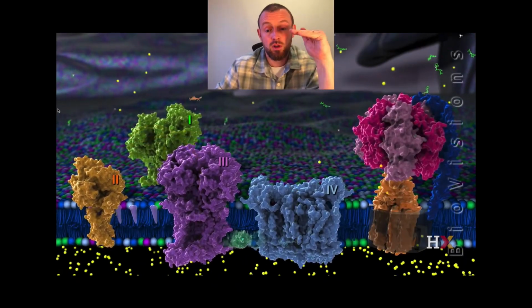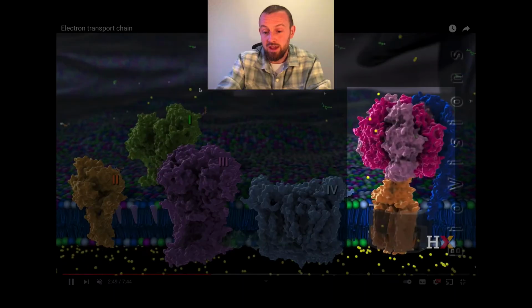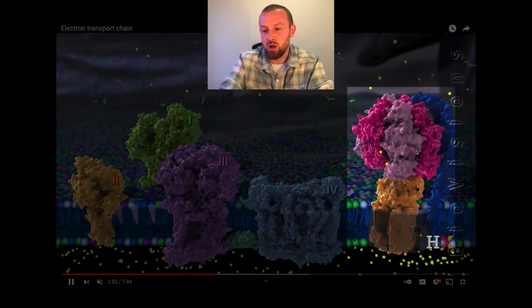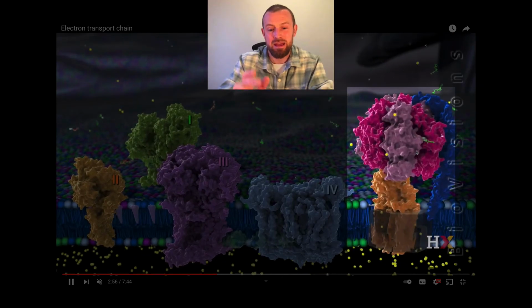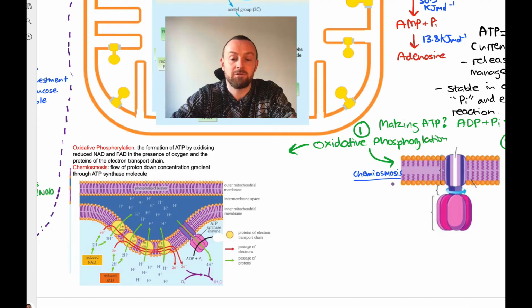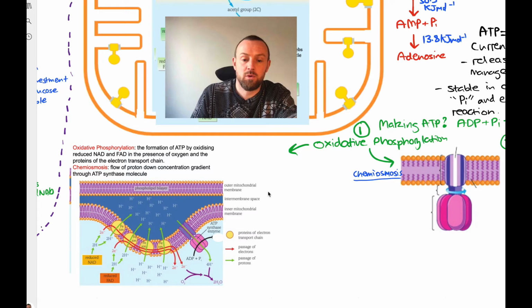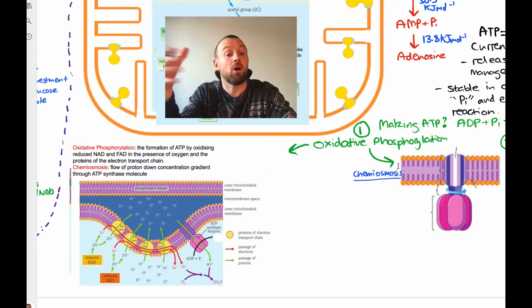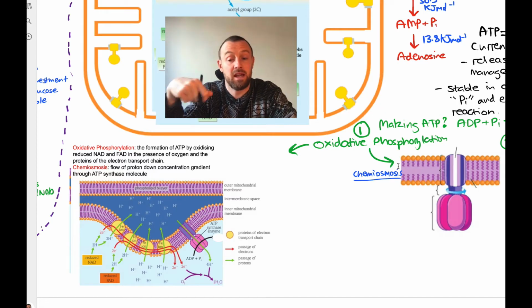So protons building up in the intermembrane space, and then over here we can see them flowing down this stalked particle, which is called ATP synthase, and making it spin. More on that later. Right, so hopefully your mind map looks a bit like this. We've now talked about oxidative phosphorylation over here. I just want to briefly touch on chemiosmosis, which is the last part of oxidative phosphorylation, but specifically it's the flow of protons down the concentration gradient through the ATP synthase molecule, making ATP in the process.